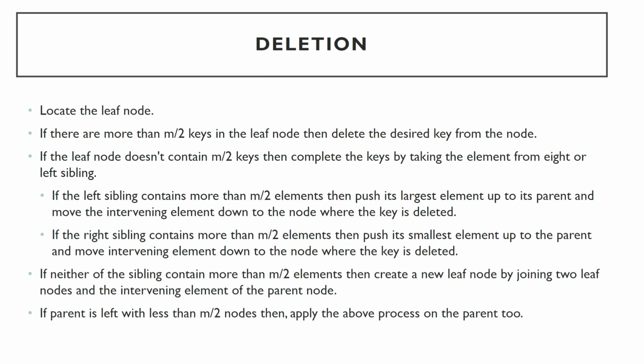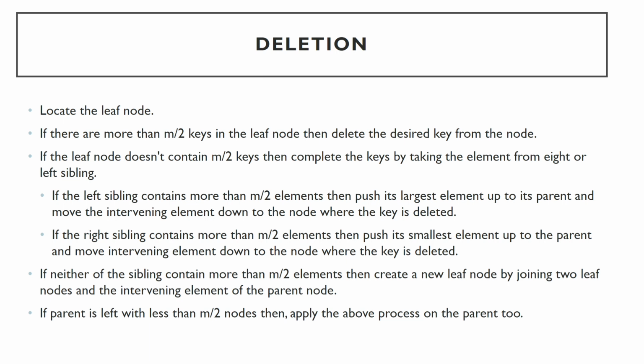Third, if the leaf node doesn't contain m by 2 keys, then complete the keys by taking an element from the right or left sibling. If the left sibling contains more than m by 2 elements, then push its largest element up to its parent and move the intervening element down to the node where the key is deleted. Again, if the right sibling contains more than m by 2 elements, then push its smallest element up to the parent and move the intervening element down to the node where the key is deleted.